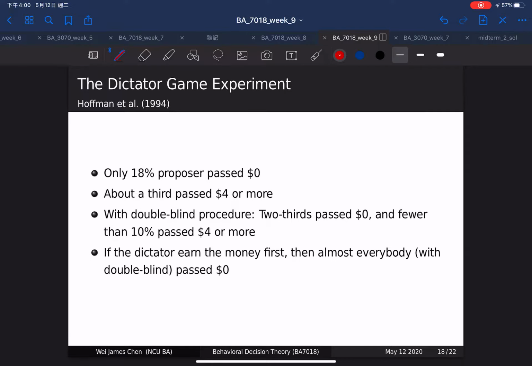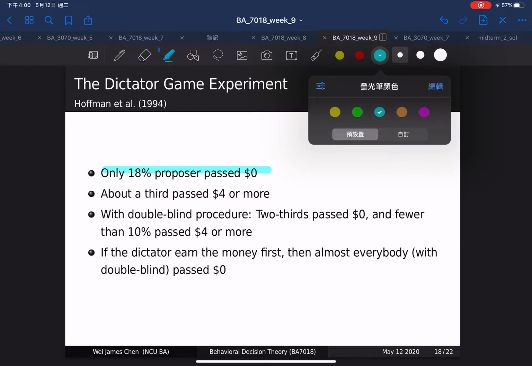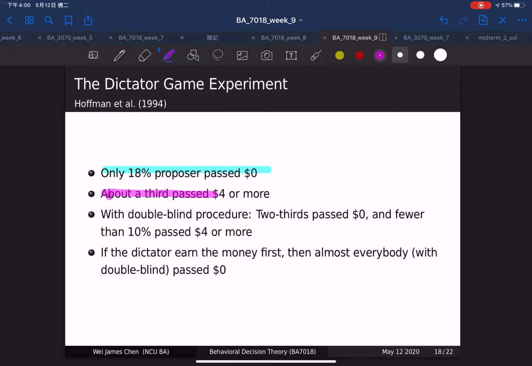But actually, only 18% of the proposers actually passed 0. About a third of the people actually passed 4 or more. 40% or more. And they thought that this is because this is not a double-blind experiment. Because the experimenter is observing you, right? So you want to show that you're not that selfish person.